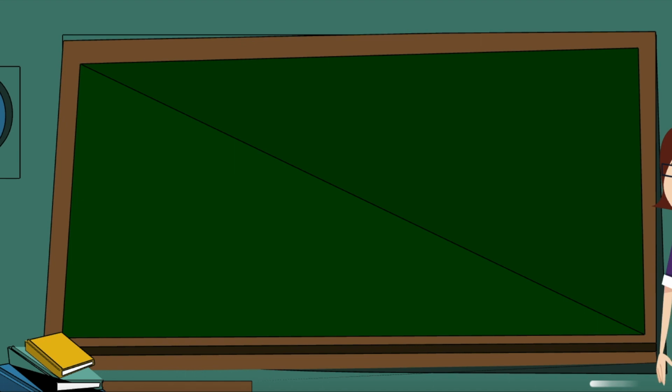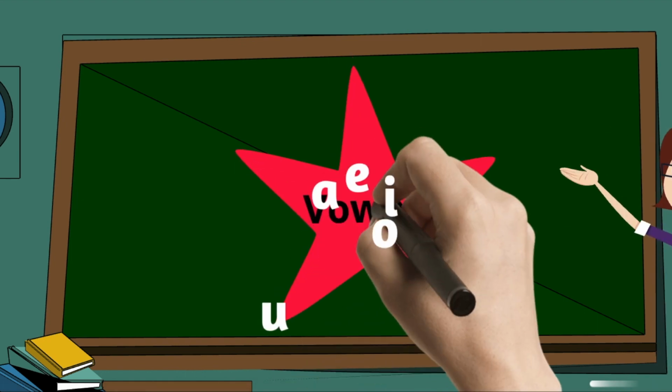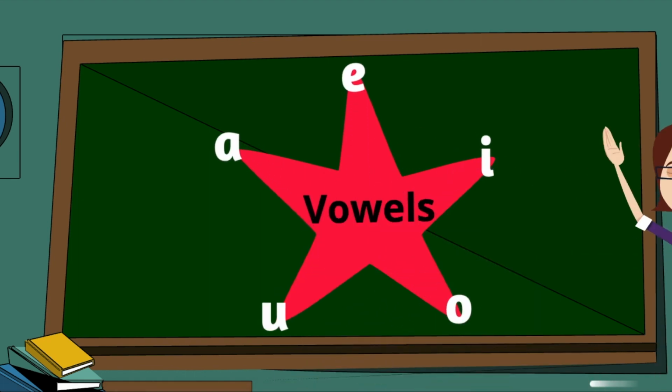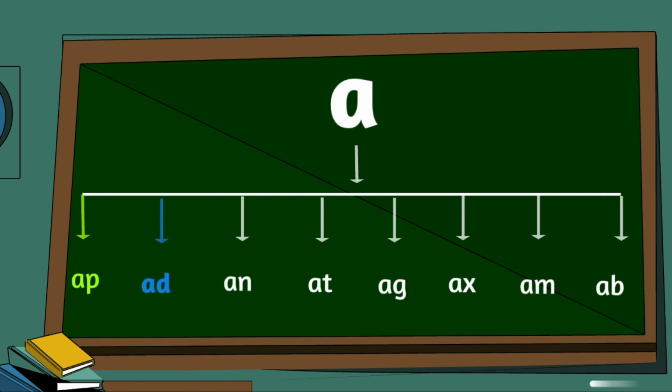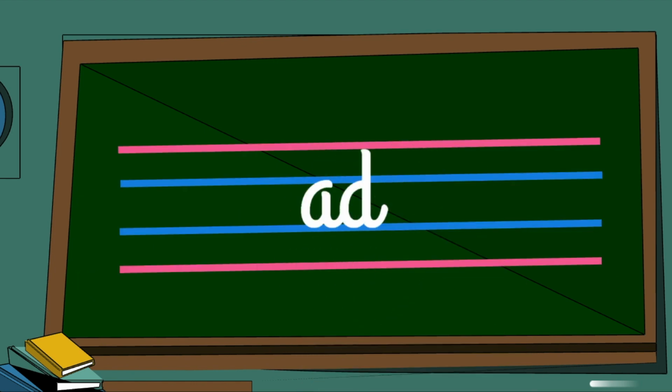So far, we have seen the 5 vowels. And in the first vowel, we are done with the apt sound words. And today, we will learn add sound words. Let's start. How to write add?